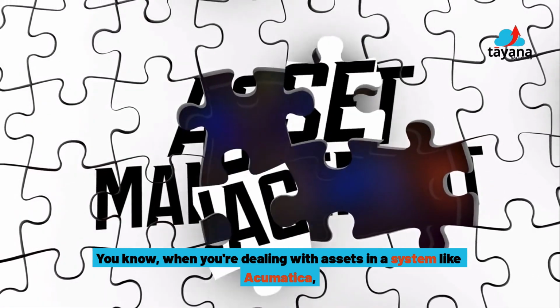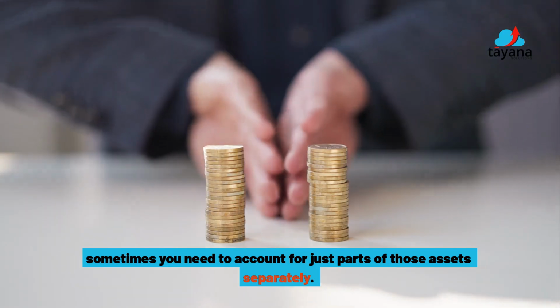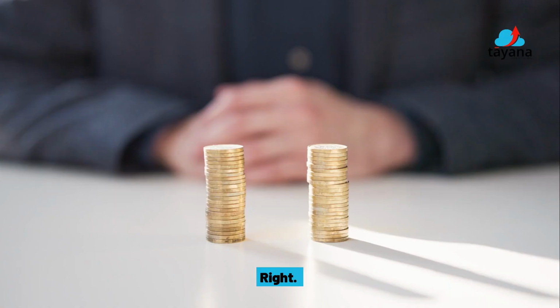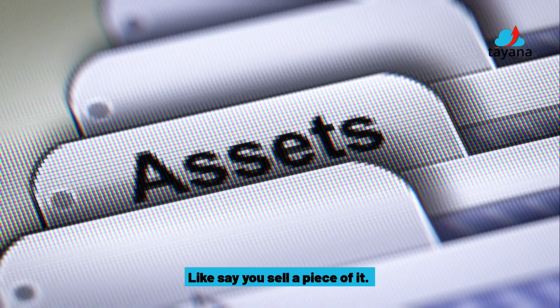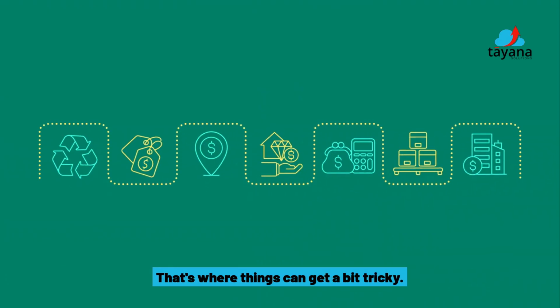When you're dealing with assets in a system like Acumatica, sometimes you need to account for just parts of those assets separately. Right. Like say you sell a piece of it or move it to another department. That's where things can get a bit tricky.